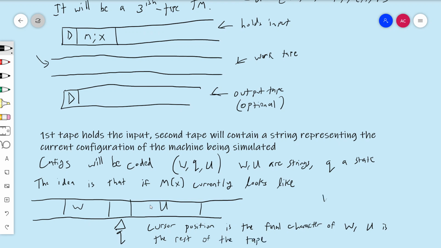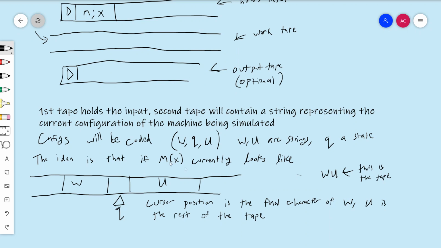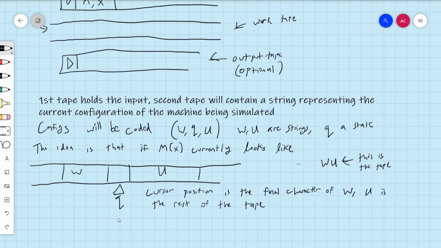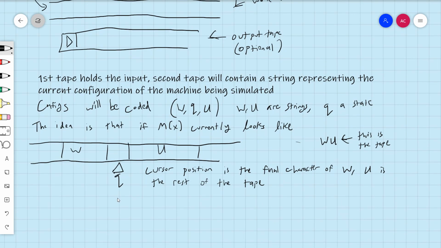So basically, WU constitutes the tape configuration. If you concatenate the two together, this is the tape. This is the entire non-trivial contents of the tape. Everything to the left of W is just blanks. Everything to the right of U is just blank. So the entire tape configuration is given by the two of these together, and then you know where the cursor is implicitly, because the cursor is always going to be the last character of W. So that's the idea. These two strings along with Q do code the tape configuration, the state, and the cursor position, which is the entire configuration.